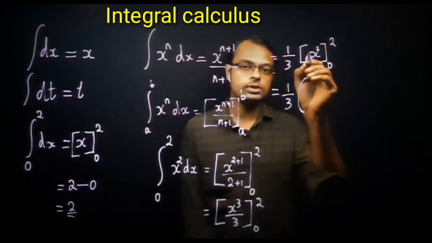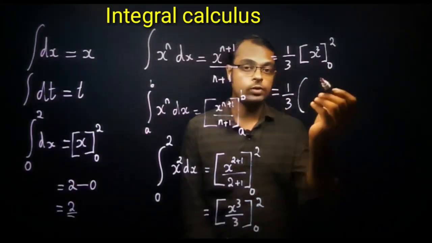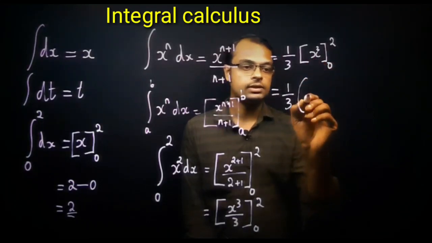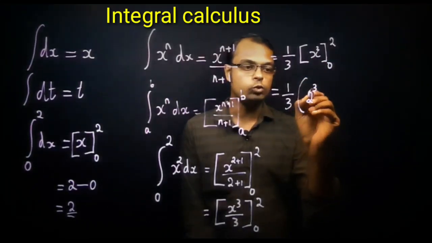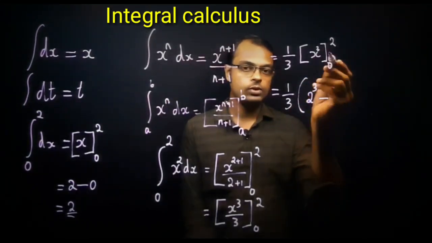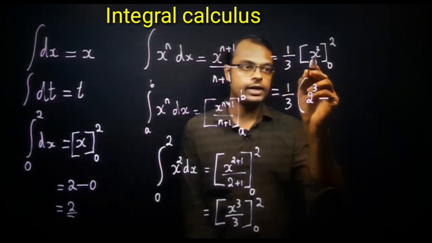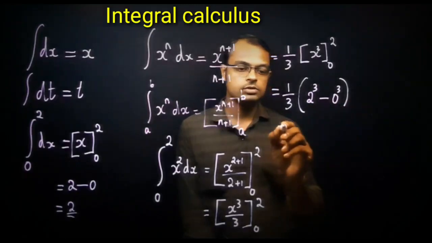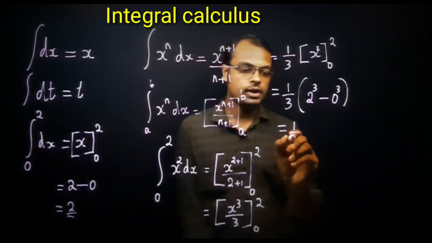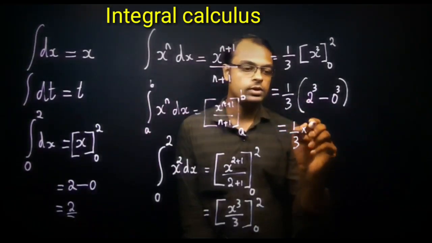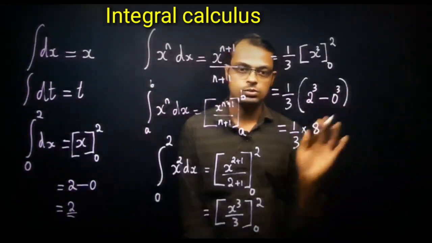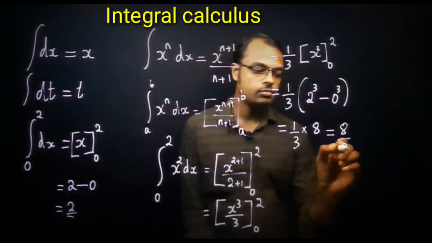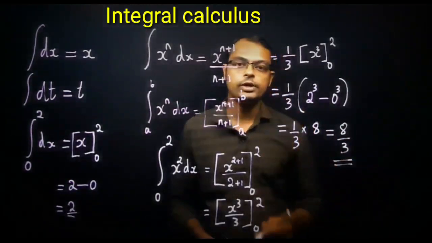So I can write now 1 by 3 into, what is the first step? We have to substitute the upper limit minus the lower limit. What is the upper limit here? 2. So in place of x I write 2 cube, minus, now apply the lower limit. Instead of x, substitute 0, so 0 cube. So what is the final answer? 1 by 3 into 8 minus 0. So leave it, 8 minus 0. So we got the answer as what? 8 by 3. So this is the way to do the integration.